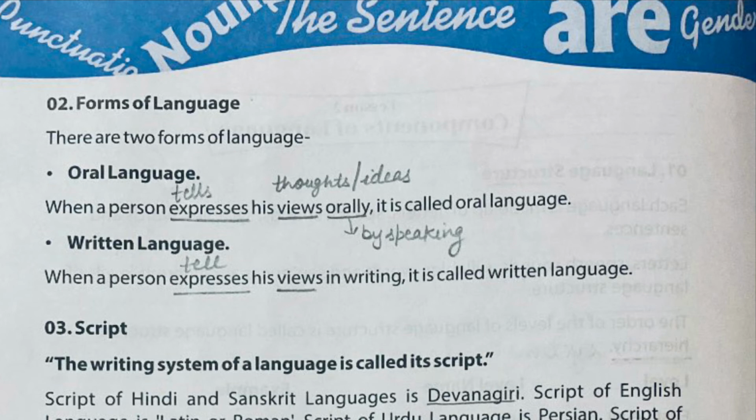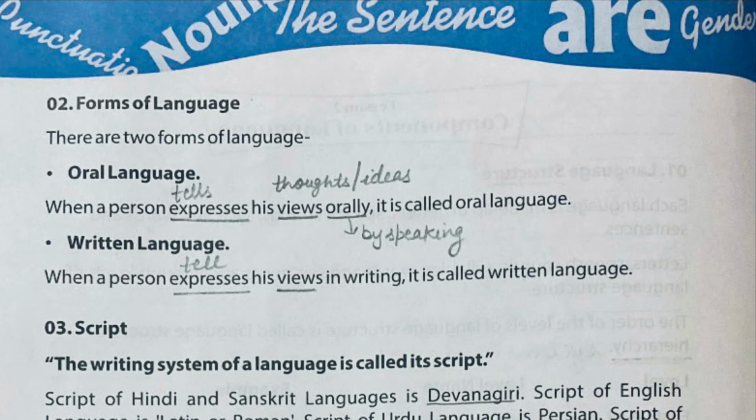So now turn to page number 8, and we are going to discuss the second point, forms of language. Okay, so there are 2 forms of language, oral language and written language. First of all, we will discuss oral language. What is oral language? When a person expresses his views orally, it is called oral language. Whenever a person expresses his views, ideas, thoughts by speaking orally, it is called oral language.